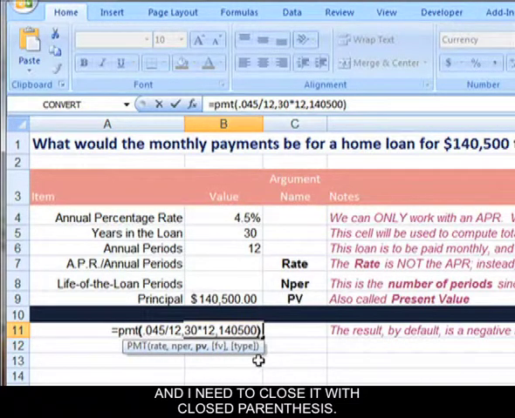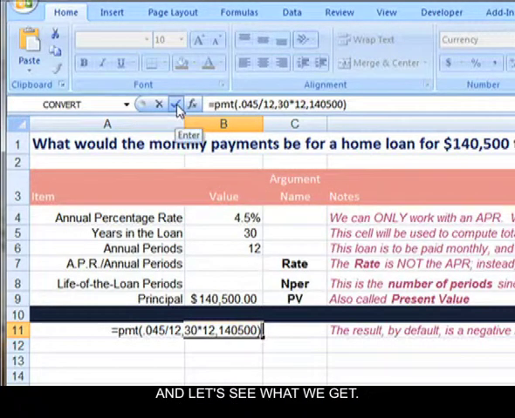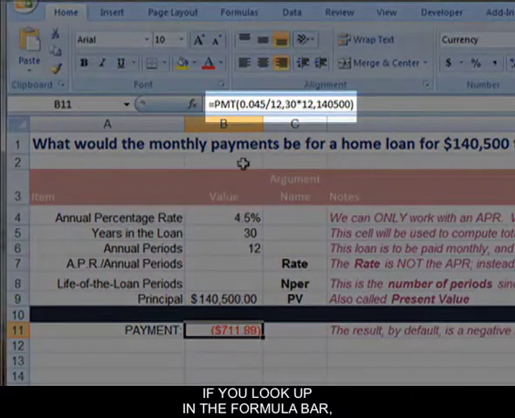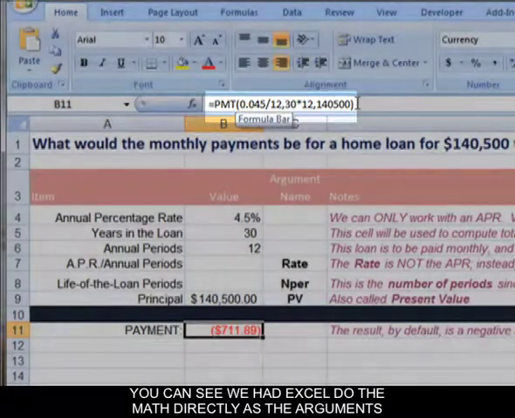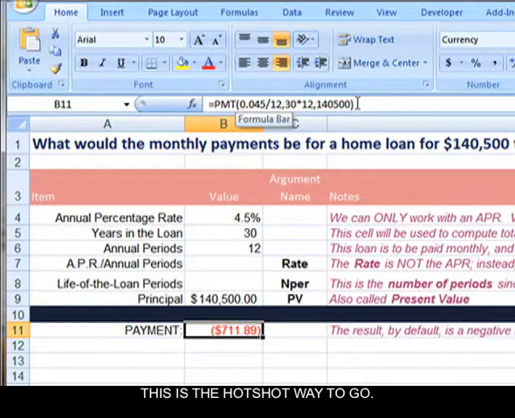And I need to close it with a close parenthesis. Now I have typed the stuff in directly instead of using the cell references, and let's see what we get. Again, $711.89. If you look up in the formula bar, you can see we had Excel do the math directly as the arguments without relying on any of the cell references. This is the hotshot way to go.